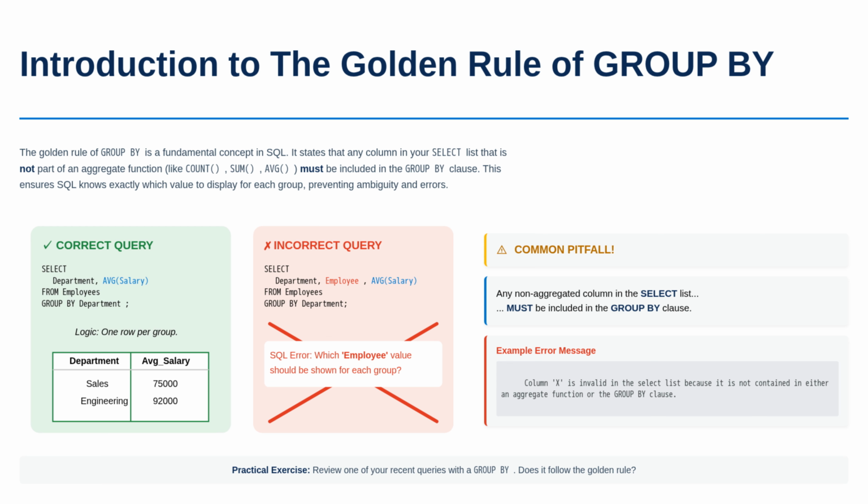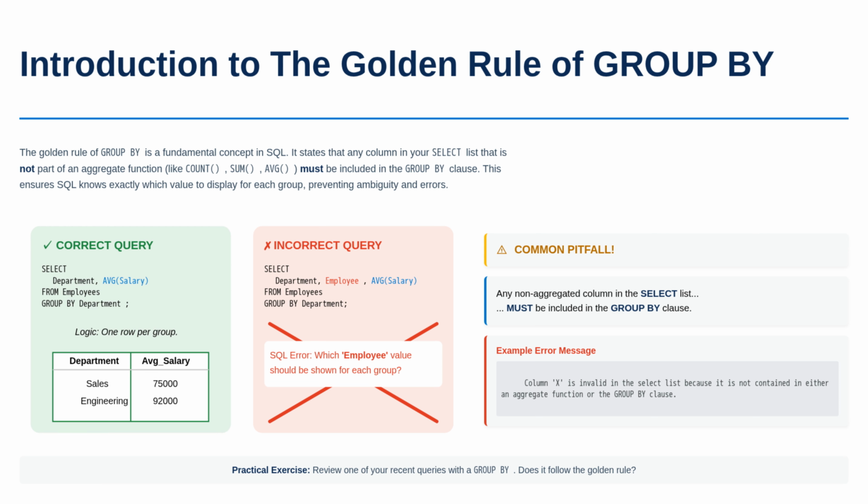Now for the most common pitfall beginners face. The rule is this: any column in your SELECT list that is not inside an aggregate function must be in your GROUP BY clause. If you try to select a column that isn't aggregated or grouped, SQL Server will give you an error because it doesn't know which value to display for the group.